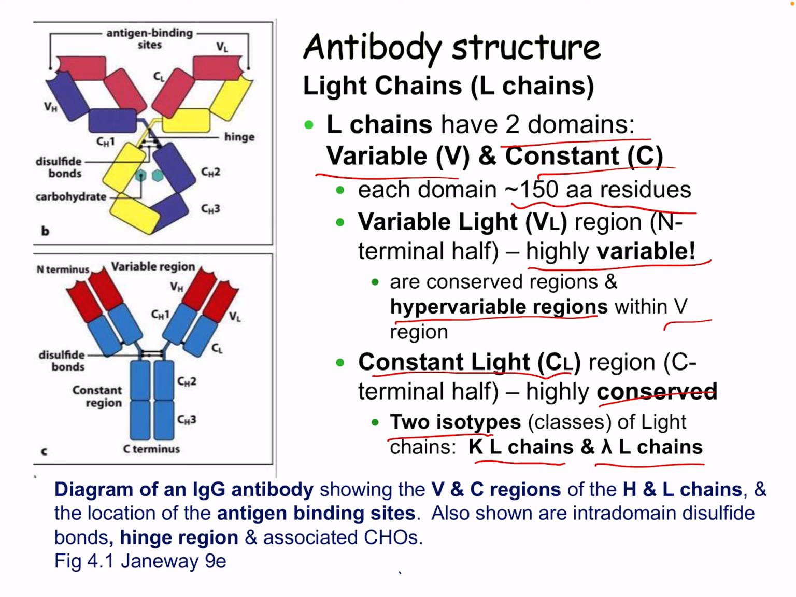So here we can see a diagram of immunoglobulin showing the variable and constant regions of the heavy and light chains and the location of the antigen binding sites. So here are the antigen binding sites. It also shows intra-domain disulfide bonds, the hinge region, and associated carbohydrates. This one's a little more complicated, but here are carbohydrates in our hinge region. This allows for flexibility, as we'll discuss later.